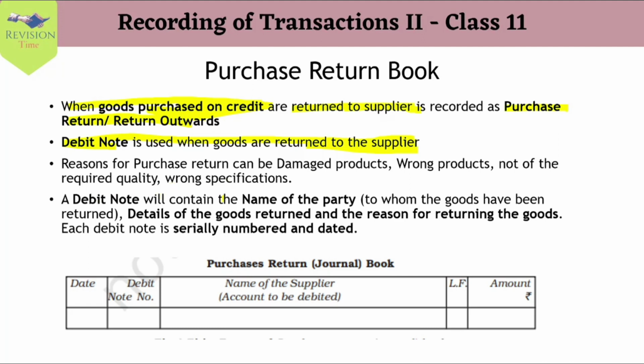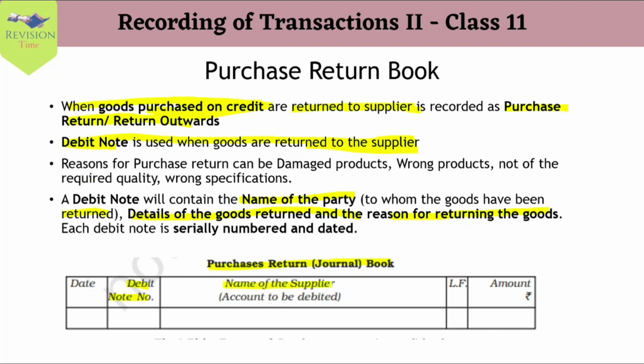A debit note will contain the name of the party to whom the goods have been returned, meaning the name of the supplier, details of goods returned, and the reason for returning the goods. Each debit note is serially numbered and dated. So here we have the format of the purchase return journal book. The first column is date, the date on which we are returning the goods. Then the debit note number. Because we are issuing the debit note to the supplier, we record the debit note number here.